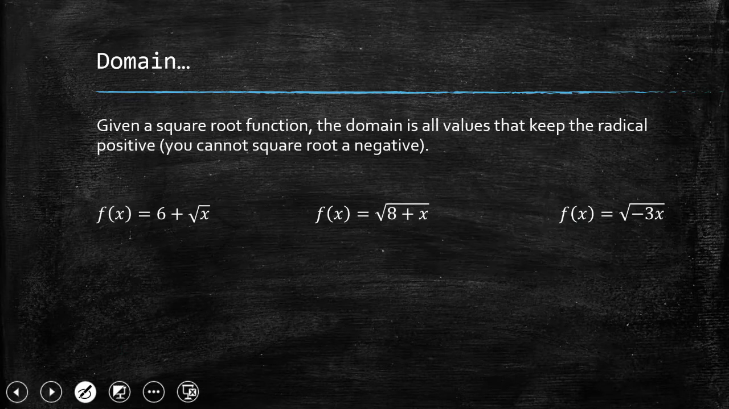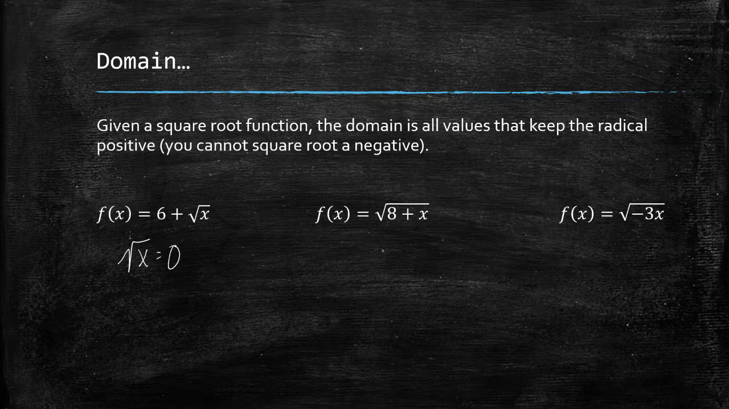When you're looking at a square root function, the domain is any value that keeps the radical nonnegative because you cannot square root a negative. The easiest way to do this is to take the radical and just set it equal to 0 and solve. So in this case, 0 gives me a radical of 0. Therefore, all values in the domain would be greater than or equal to 0. That would be the domain for this one, okay?